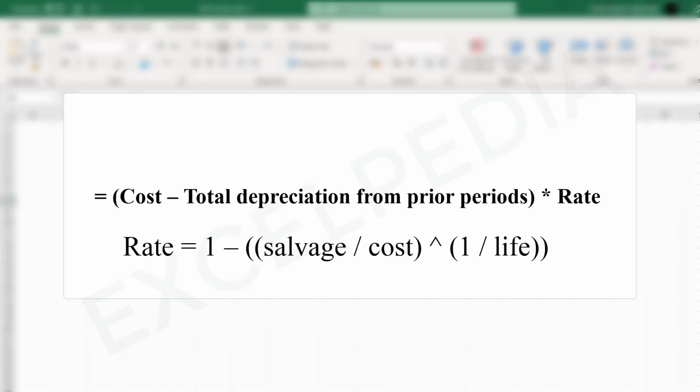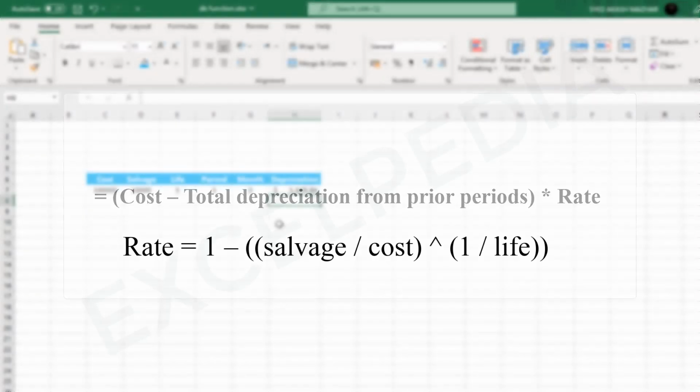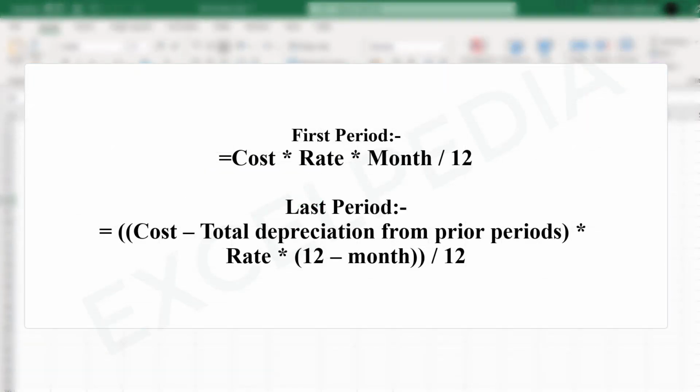Different formulas are used for first and last periods. For the first period, DB uses the following formula: equals cost * rate * month / 12. For the last period, DB uses the following formula: equals (cost minus total depreciation from prior periods) * rate * (12 minus month) / 12.